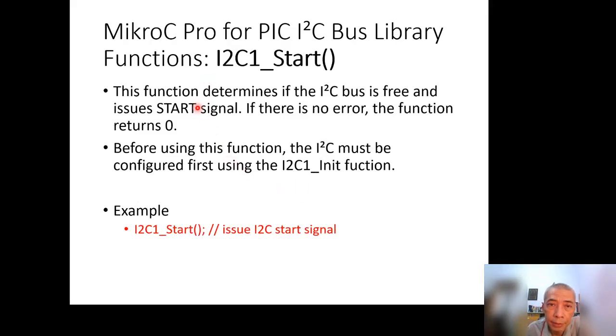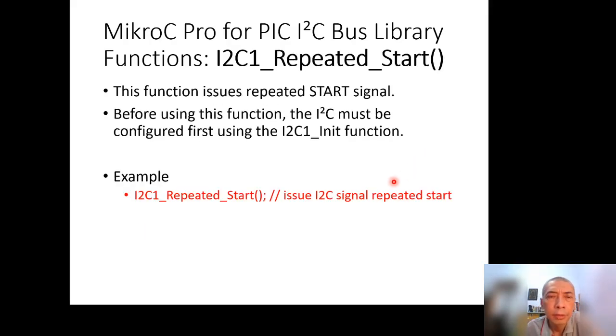So the second one is I2C1_Start. This function determines if the I2C bus is free and issues the start signal. If there is no error, the function returns 0. Before using this function, the I2C should be configured first using the I2C1_Init function. There are no parameters here, so you can just write I2C1_Start, and so on.